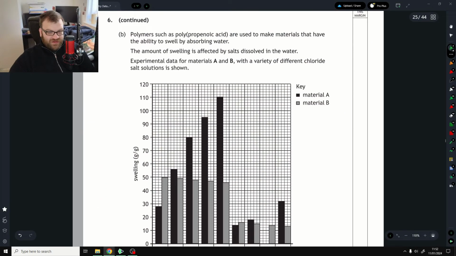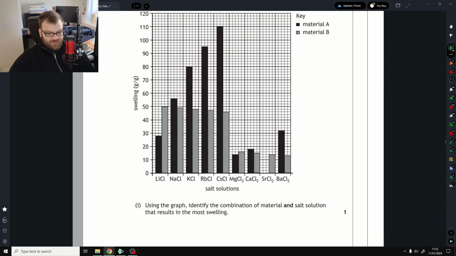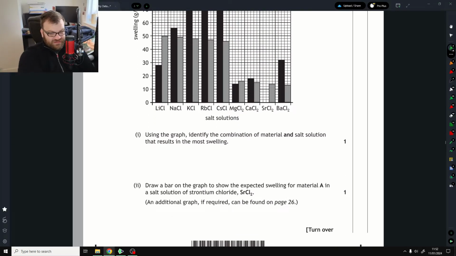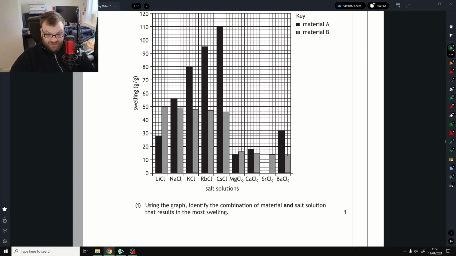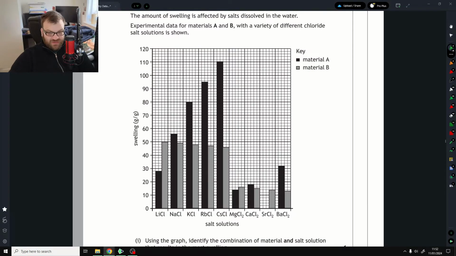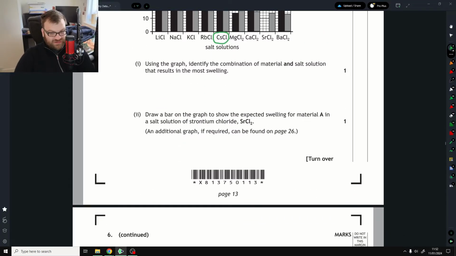Next up, we have got polymers that absorb water and swell. It's affected by the salts dissolved in the water. Using the graph, identify the combination of material and salt solution that results in the most swelling. So the highest peak would be this one here. That is material A, and it's cesium chloride solution. And that's all we have to do.